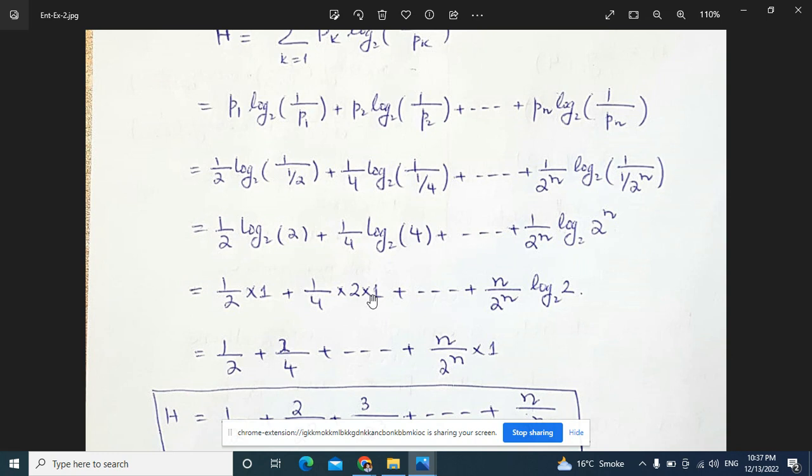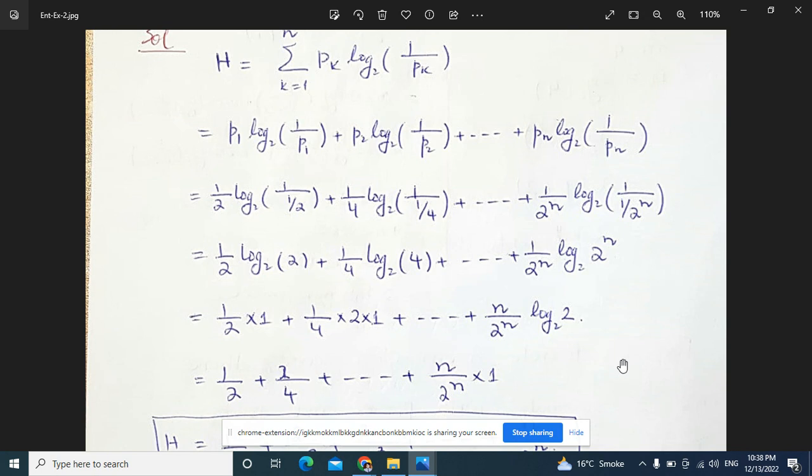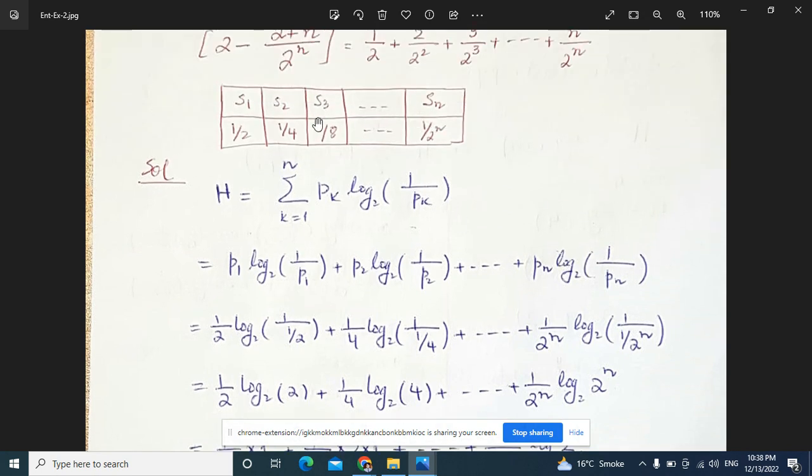by 2, because 2 raised to power 2, so 2 is in front of the log and log 2 of 2 is 1, so that is why 2 multiplied by 1. Similarly, this is the power of 2n, so that is why n is always in front of that, and log 2 of 2 will be equal to 1, so that is why n divided by 2n multiplied by 1. And so the entropy is equal to 1 by 2 plus 2 by 2 to power 2 plus 3 by 2 to power 3 and then plus n by 2 to power n. So that is proved, that we have to prove for this type of distribution.